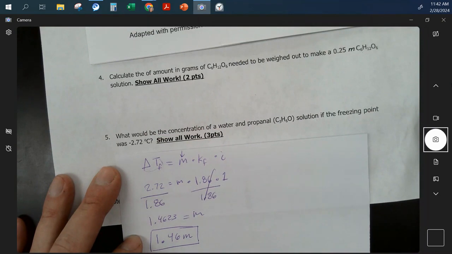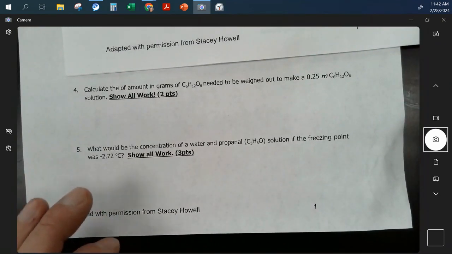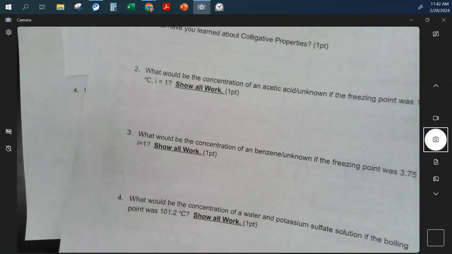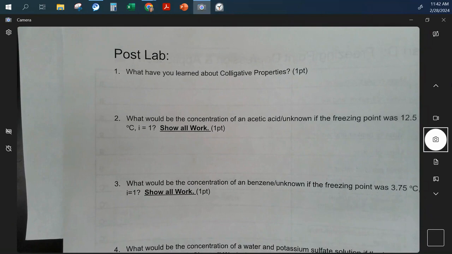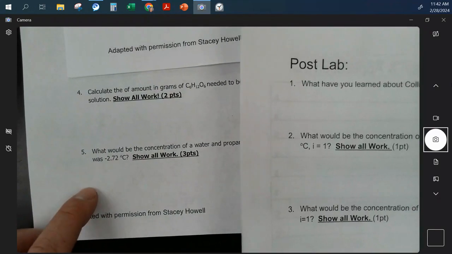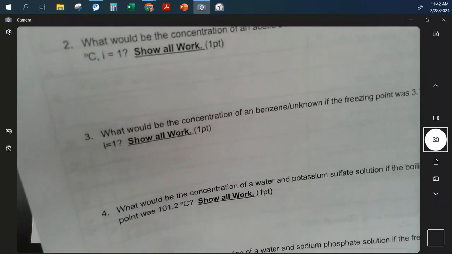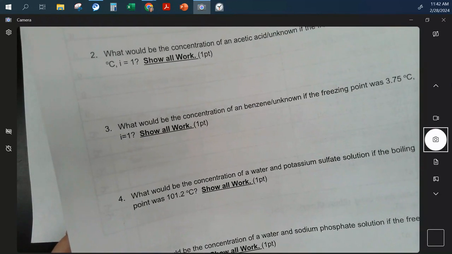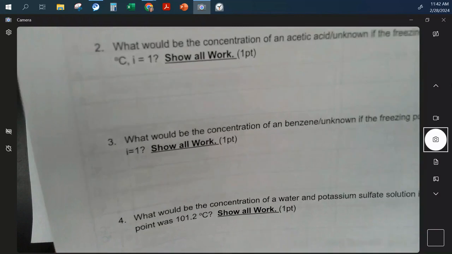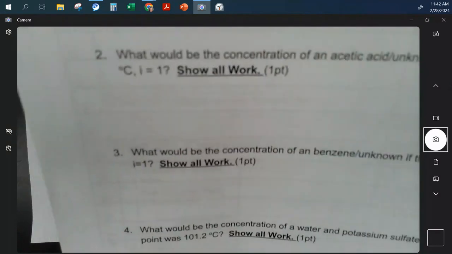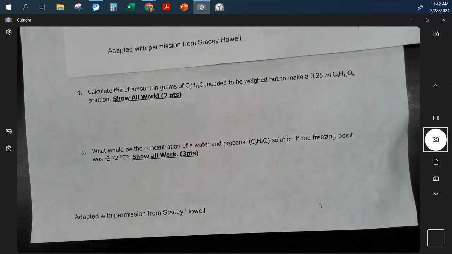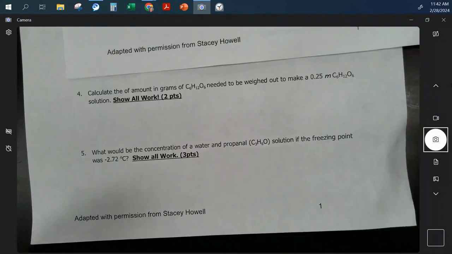Okay. I want to point out that a lot of the post-lab questions, like number 5, are things that you could just do before the lab. So if you have extra time for some reason, maybe during flex, you could do most of the post-lab questions, because they're just calculations, okay?